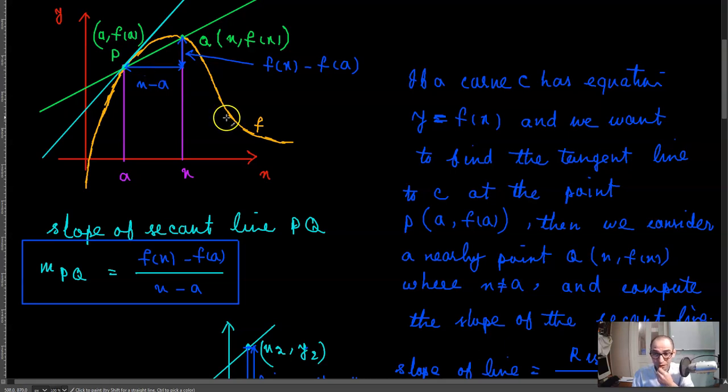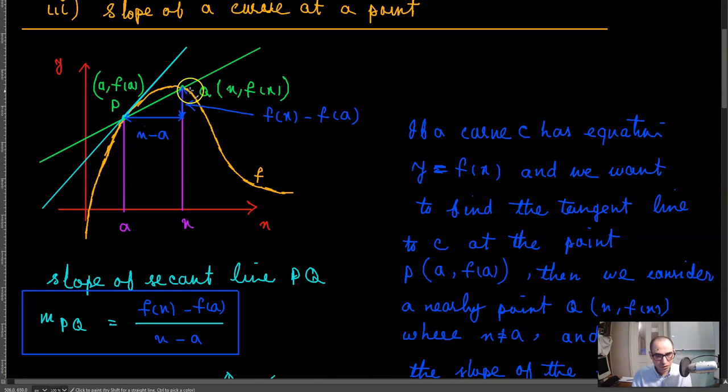But our goal here, essentially in this process, is not to find the slope of this secant line. We want to find the slope of this tangent line. So how do I do this? How do I get from the slope of this line to the slope of this line?